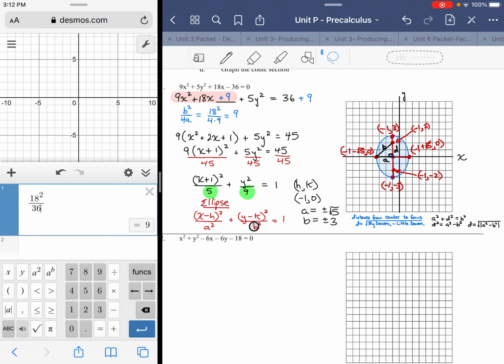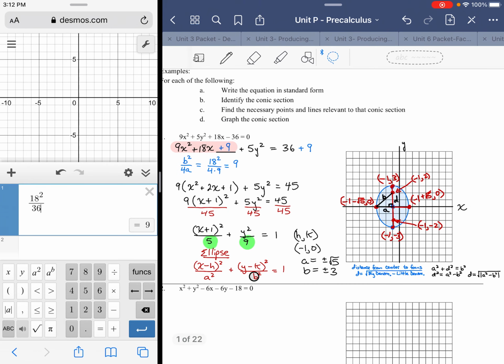All right. So all of that mess covers what we need to cover for the concepts of an ellipse. Writing it in standard form, check. Oh, actually put the check right there. Identify the conic section, right there. Necessary points and lines, that's the big graph. All of this is C and D. All of this stuff. C and D. All right.